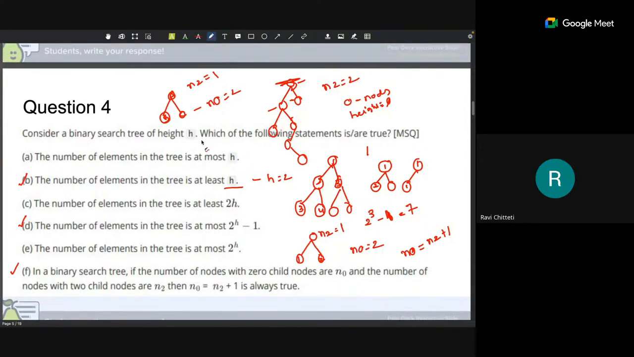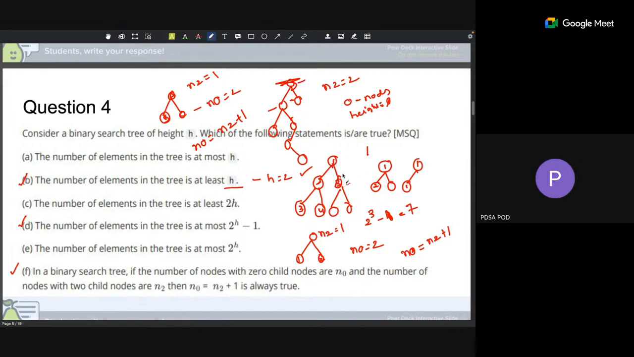Now, the condition that is always true is N0 is nothing but N2 plus 1. This condition is always true in a binary tree. So we want to check whether that is true or not. For example, you consider this particular tree, this one. I'm taking a different color.